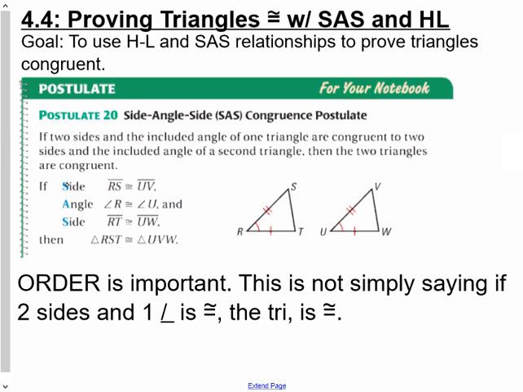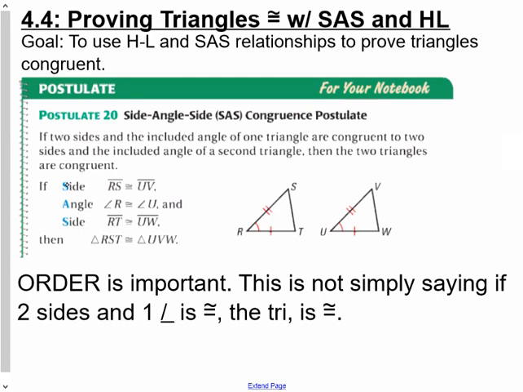Today we're going over lesson 4.4, which is proving triangles congruent with side angle side and hypotenuse leg. So first off here is side angle side. Two sides and the included angle of one triangle are congruent to two sides and the included angle of the second triangle, and the triangles are congruent.